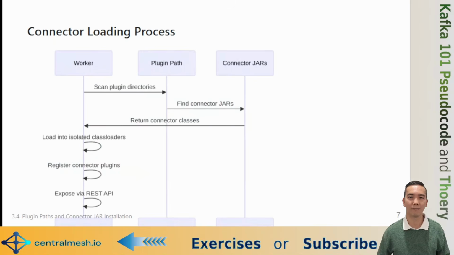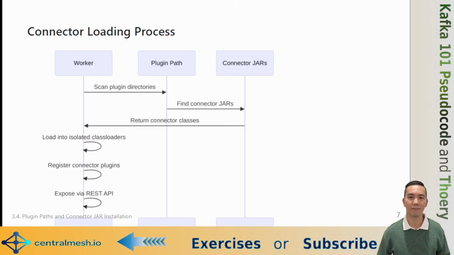This sequence diagram shows exactly what happens internally when a worker starts. The process begins with the worker scanning every configured plugin directory. The plugin path then returns every connector jar that it discovers.